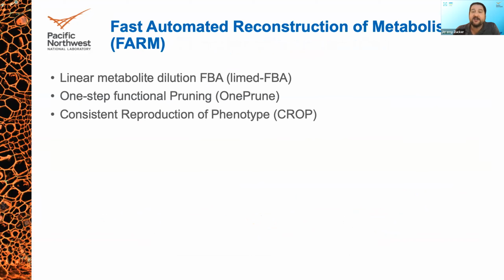So to accelerate the prediction of phenotypes, we developed 3 optimization-based algorithms, which together comprise Fast Automated Reconstruction of Metabolism, FARM. These algorithms are LIMED-FBA, which predicts flux while linearly accounting for metabolite dilution, OnePrune, which removes blocked reactions with a single compact linear program, and CROP, which reconciles differences between in silico and experimental gene essentiality by suggesting reaction additions and deletions to the metabolic network. In the interest of time, I'm only going to describe the last algorithm, CROP.